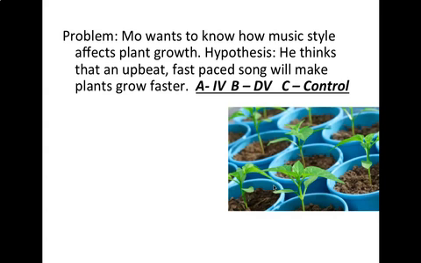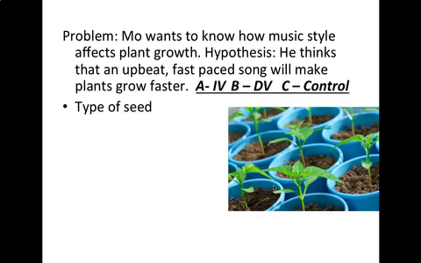Okay, here's another way for you to get involved. We'll do 1, 2, and 3 this time. Mo wants to know how music style affects plant growth. His hypothesis is that he thinks an upbeat, fast-paced song will make plants grow faster. I'm going to show you a whole bunch of different variables, and you're going to tell me if it's the independent for this experiment, the dependent for this experiment, or if it's one of the controls. Remember, 1, 1, and many. So we should see a lot more C's than we do of A's or B's.